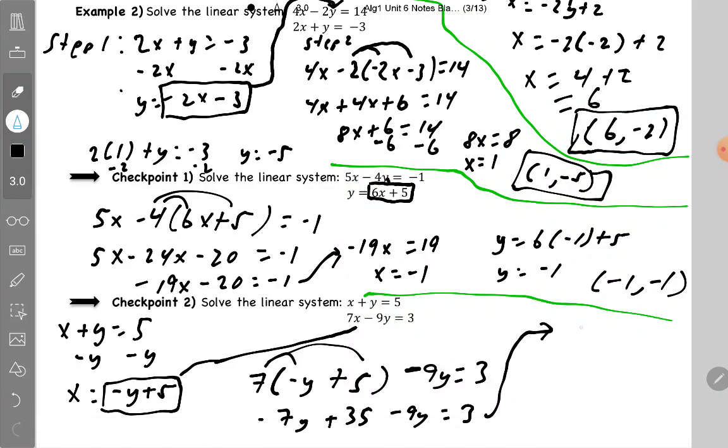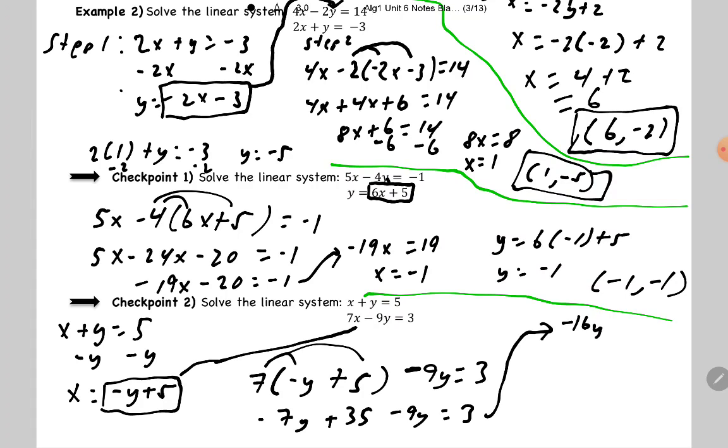Alright, here we go. Combine our like terms. Negative 7y minus 9y is negative 16y plus 35 equals 3. I'm going to subtract 35 over. Negative 16y equals negative 32. So y equals positive 2. We need to divide both sides by negative 16. So we found out what y is. Now we're going to plug this back into our equation.